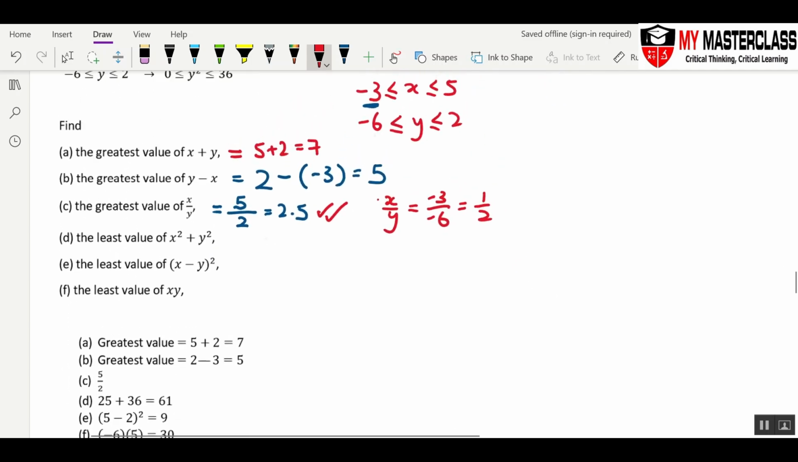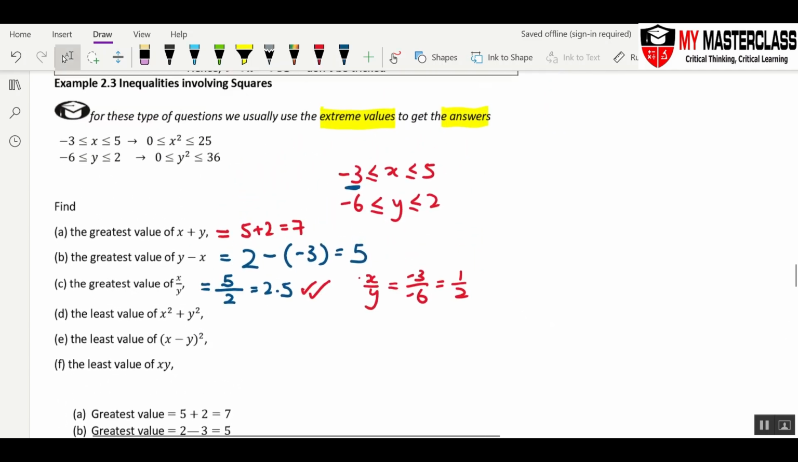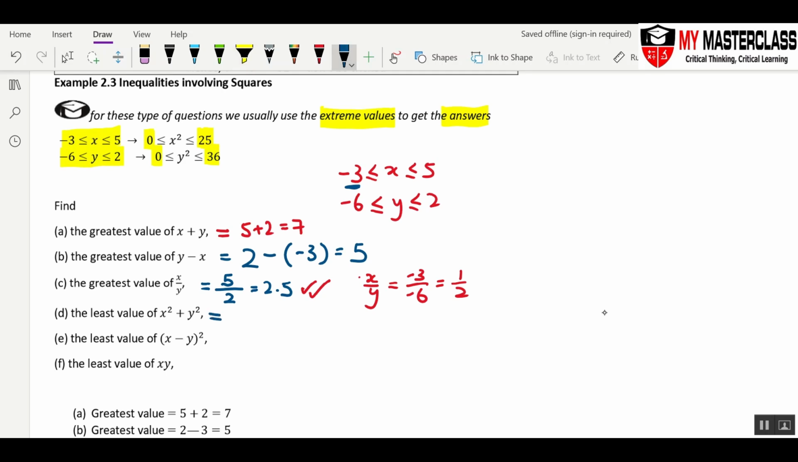Okay, next, for x squared plus y squared, these two I went through with you above. So when I square this, the highest value is 25, the lowest value is 0 because x passes through 0. For y, the highest value is 36, which is -6 squared, but the smallest value is 0 because it passes through 0. If I want the least value of x squared plus y squared, that would be 0 plus 0, it is still 0.